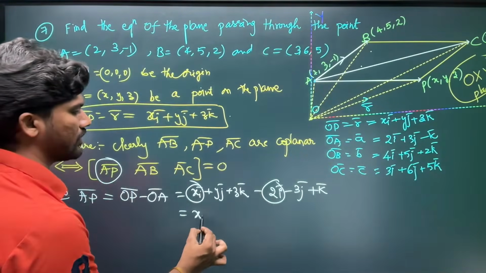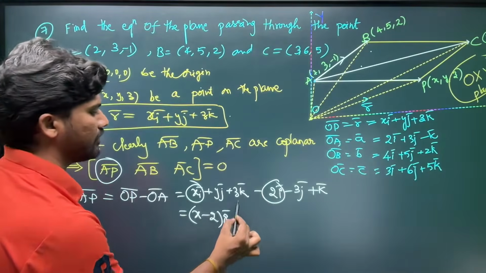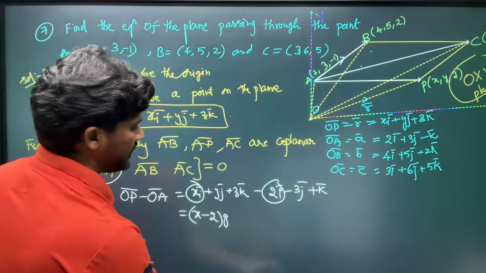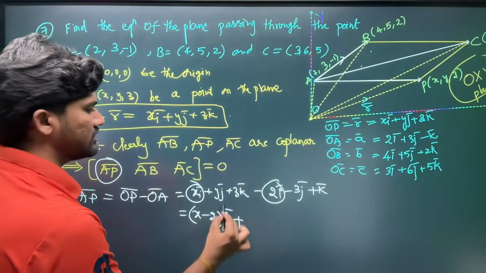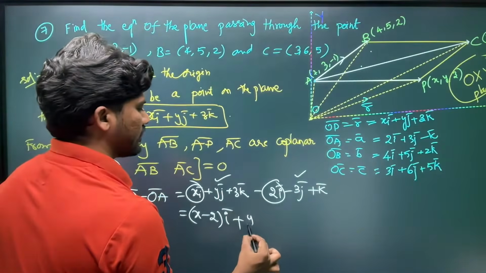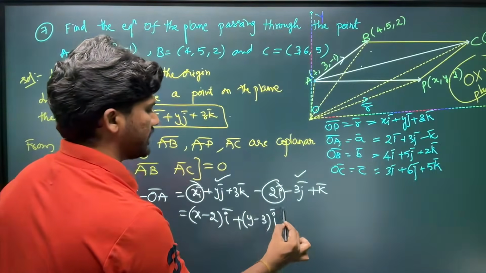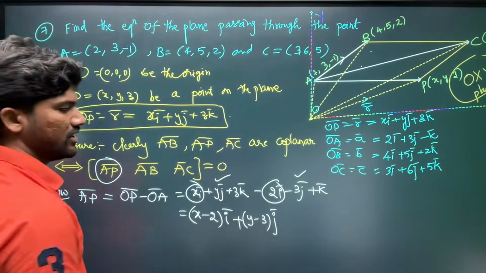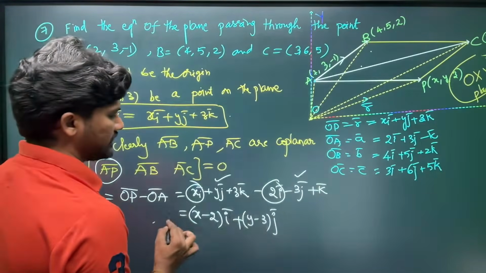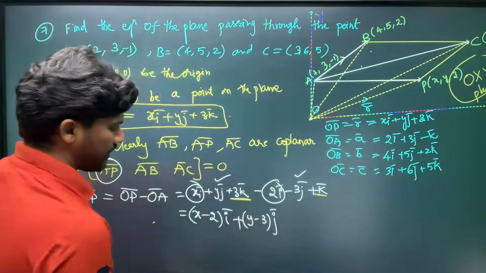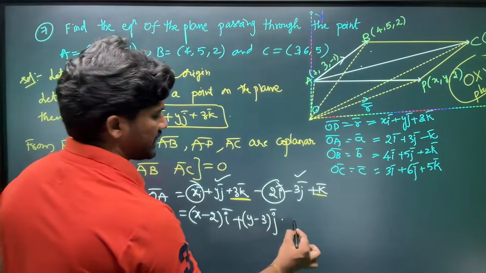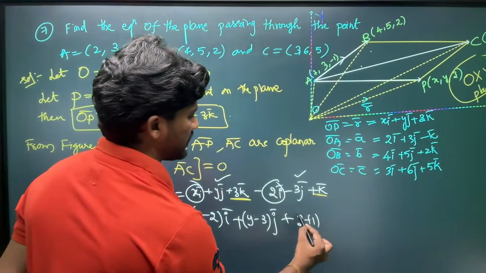Taking i bar common, (x minus 2) i bar. Next, y j bar minus 3j bar, taking j bar common, (y minus 3) j bar. From z k bar and plus k bar, taking k bar common, (z plus 1) k bar.